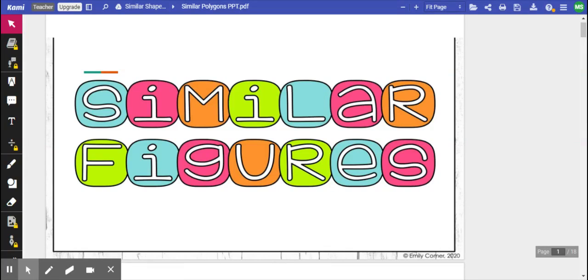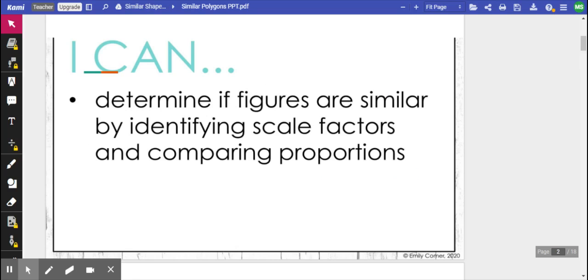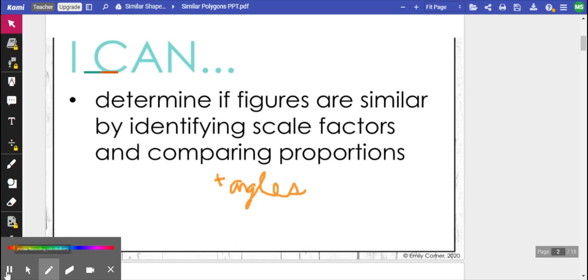Hello and welcome to this video on similar figures and polygons. Today we're going to be determining if figures are similar by identifying scale factors, comparing proportions, and also looking at some angles on these shapes as well. So you would want to add in angles as part of this too.